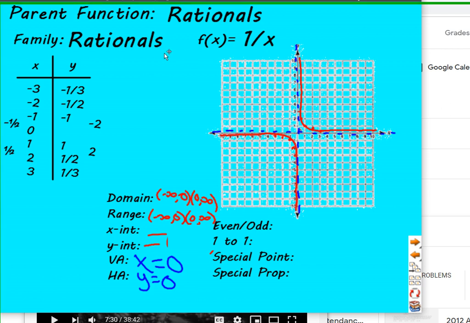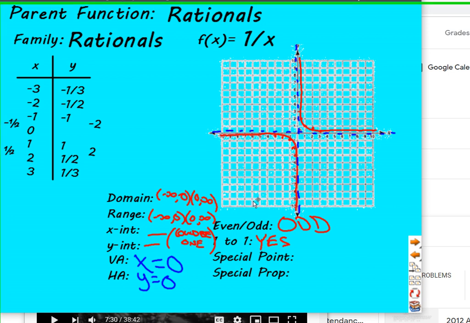Now, once we start shifting the entire graph up, down, left, and right, yes, you could get 1 and only 1 for all of these parent functions. Okay, even or odd function, this one right here is odd, and it's a 1-to-1 function when you do your horizontal line test.